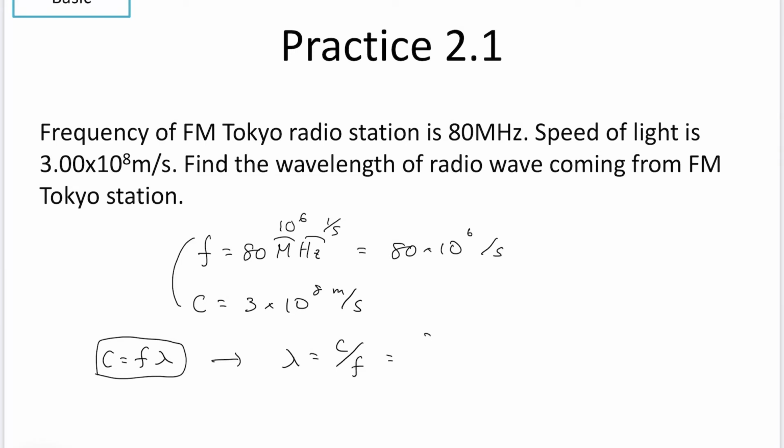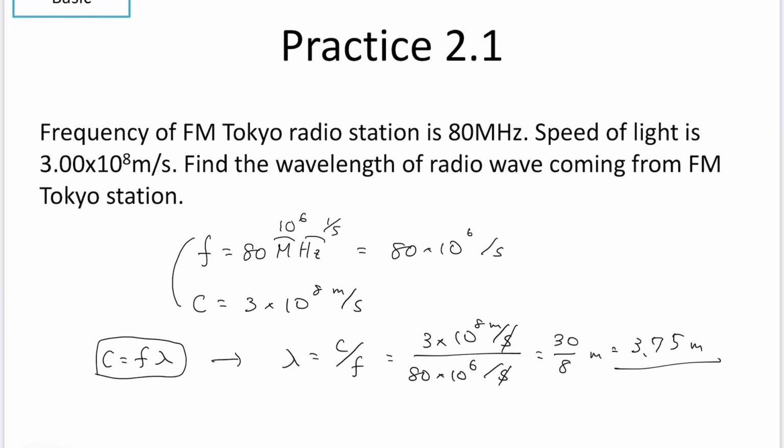You can substitute 3 times 10 to the 8 meters per second over 80 times 10 to the 6 per second, and the seconds are going to cancel out. So this is 30 over 8 meters, so 3.75 meters. This is the wavelength of the radio waves coming from the FM Tokyo station. This is the answer to this question.